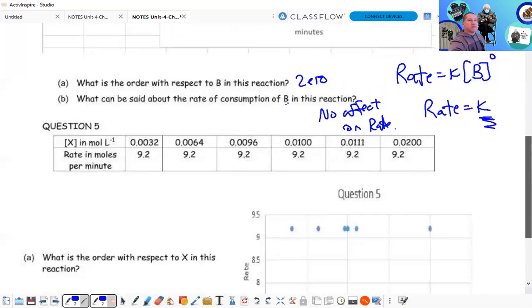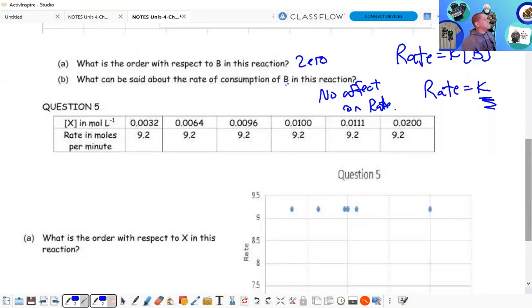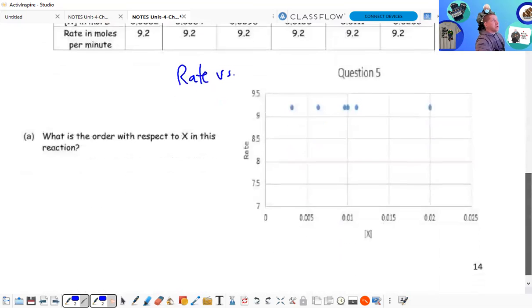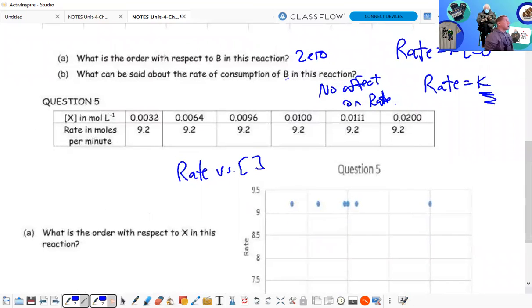And then the last one, question 5. I don't know if I've had to do this. If you didn't, hit pause and try it, because it's a little different: you're graphing rate. It's not concentration versus time, but rate versus concentration. So, rate versus concentration. You can memorize how these graphs look, but you don't need to.